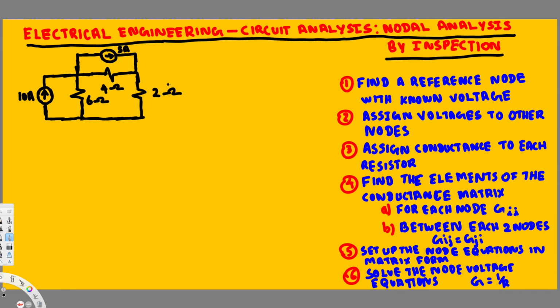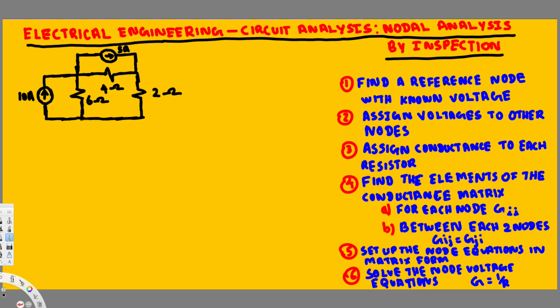Let's try this problem right here. In this one, we are going to use the nodal analysis inspection method to find the unknown voltages. In order to do that, we have to follow these steps. The first step is to find a reference node with known voltage.